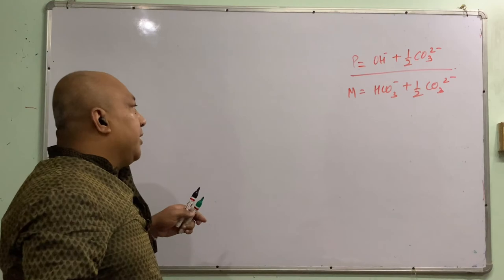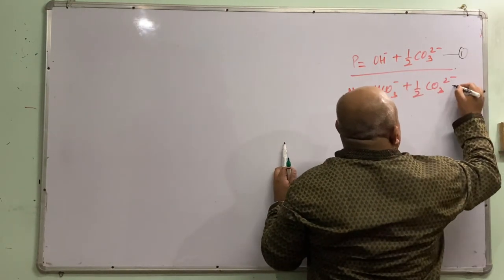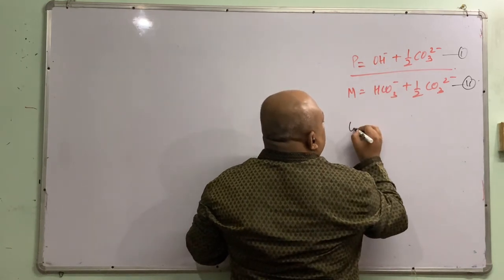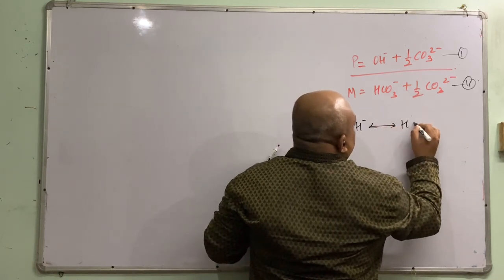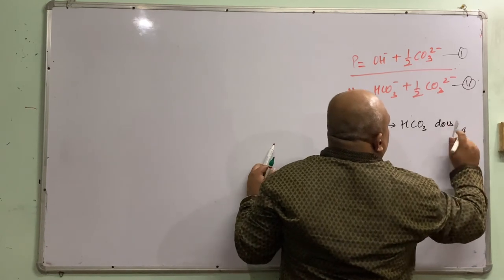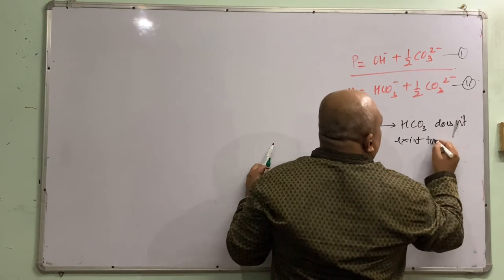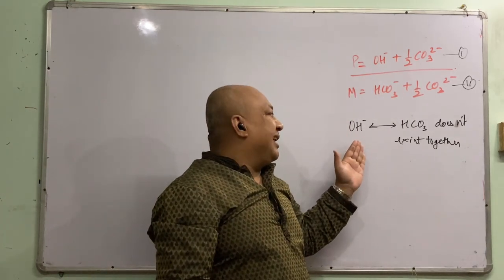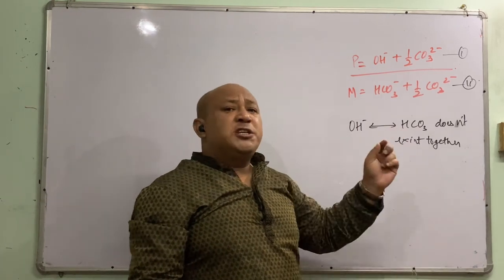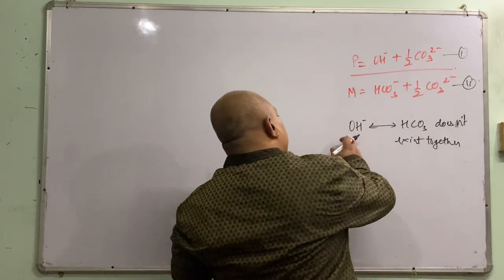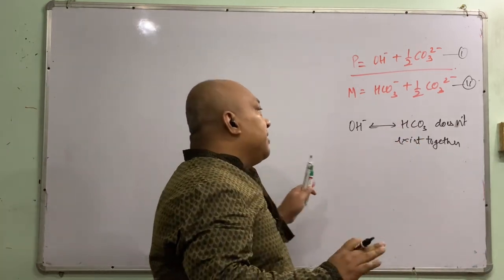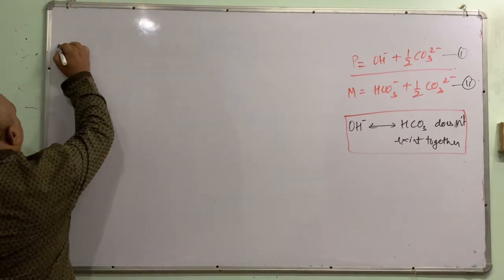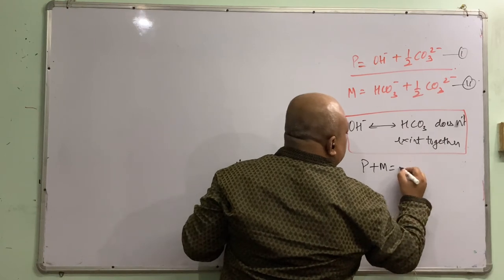Okay, now another point we have to remember: this is the first equation, this is the second equation, and another one is OH and bicarbonates. One is acid, one is base. So another assumption is OH and bicarbonate don't exist together, because one is acid and one is base, correct? But this is not the correct statement. It is as per the chemical equilibrium. If bicarbonate is very high, OH will be there but very insignificant. But we can assume that these two don't exist together for easy calculation. And P plus M is equal to total alkalinity.